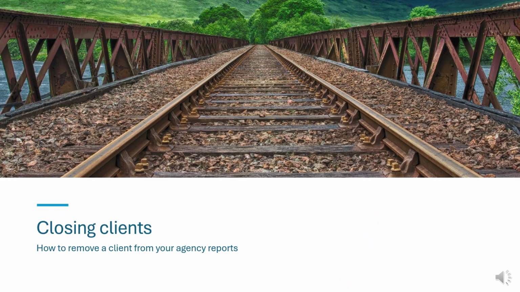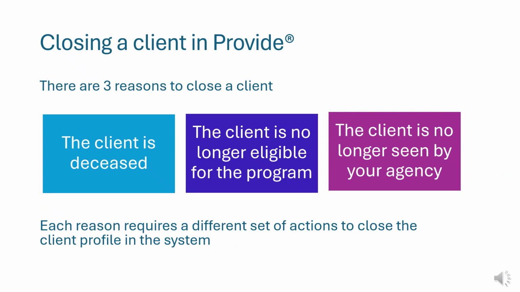One of the most frequent questions we receive is, how do we close out a client in Provide? Let's talk about it. There are 3 reasons to close a client in Provide. The first is if the client is deceased. Then, if the client is no longer eligible for the program, you want to make sure that is recorded. And the last one is when a client transfers their care to another agency. Each one of these requires a few different steps, so we will go through each one.